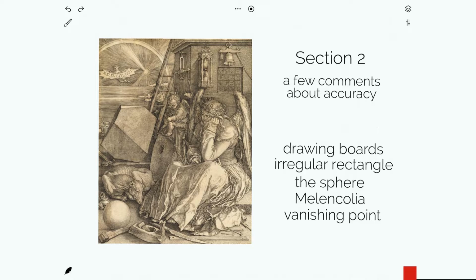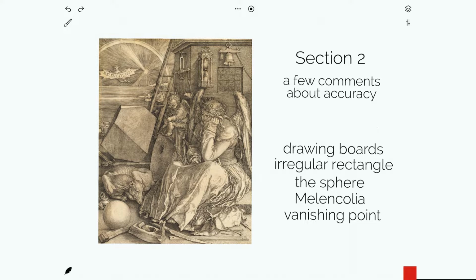In section 2, I'd like to talk a bit about accuracy. I think when I began this, I assumed that because it was Durer and he was such a good artist, that everything would be immaculate. And I found that isn't the case. Everything was just slightly out, just slightly loose.